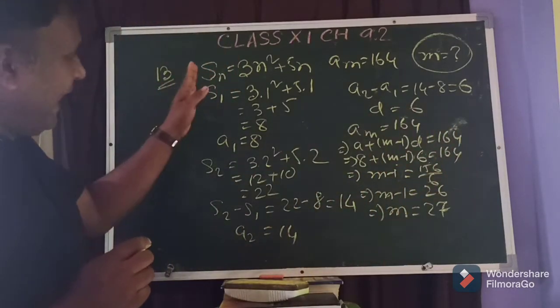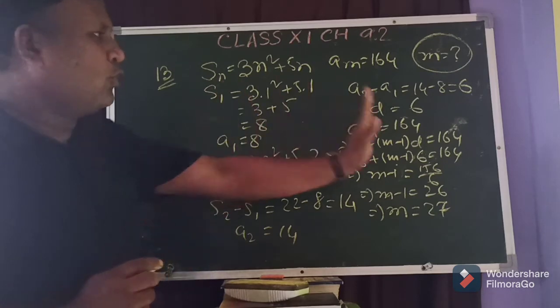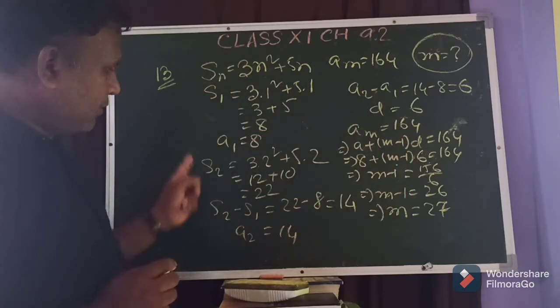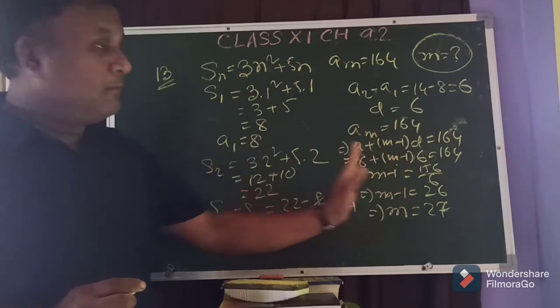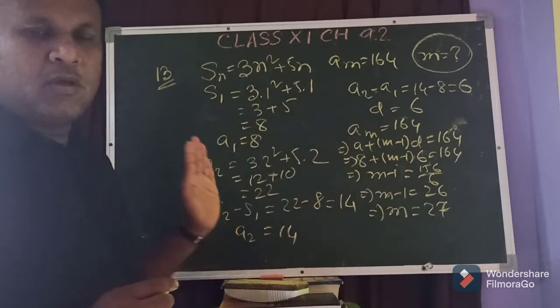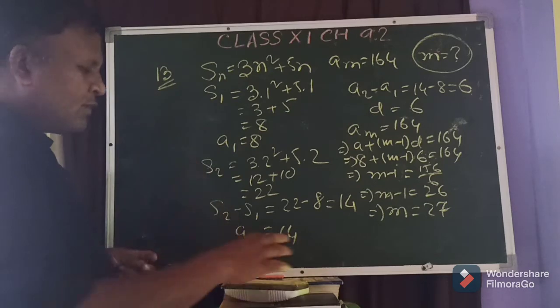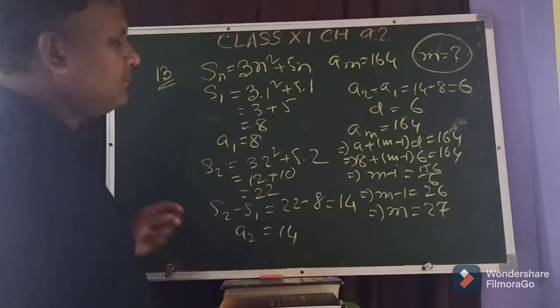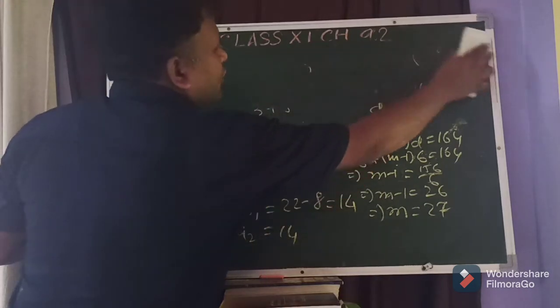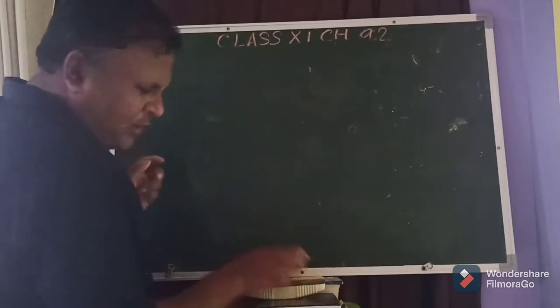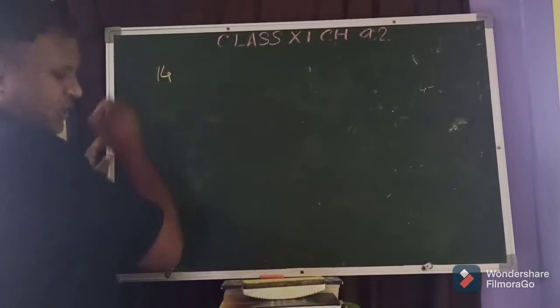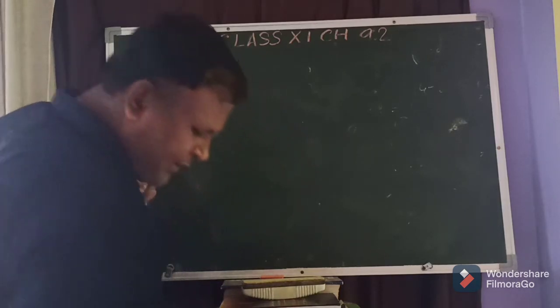This is a simple calculation, but you have to know the trick. If you know the trick, you can find m. Please concentrate on this trick. The rest of the part is very simple but the trick is very important. Okay, this is question number 13. Then question number 14 is a very simple question.